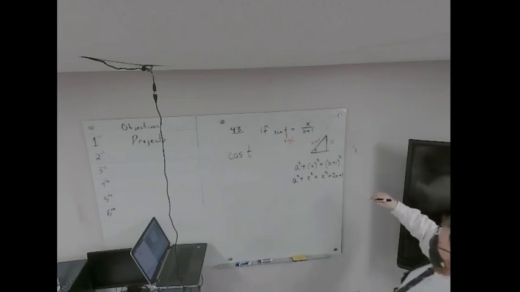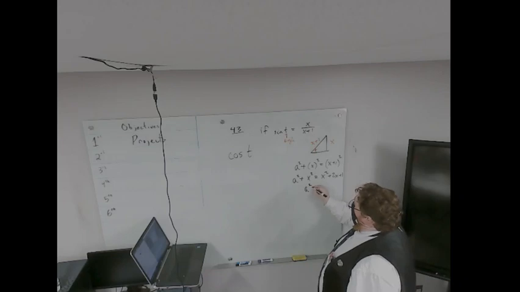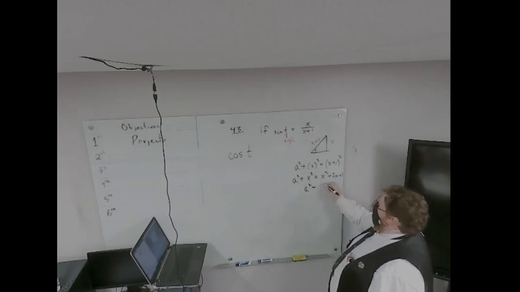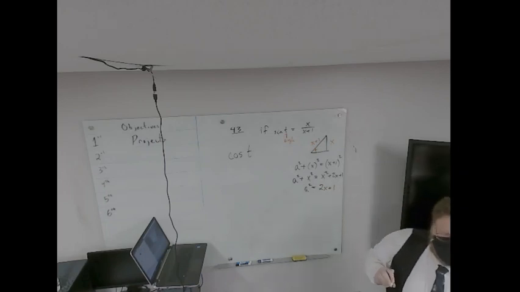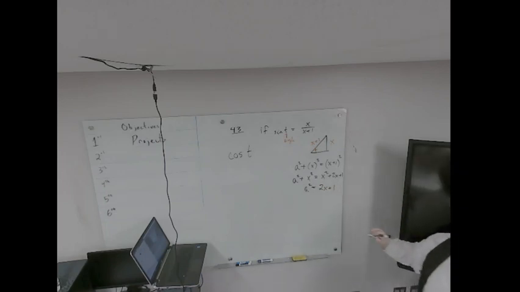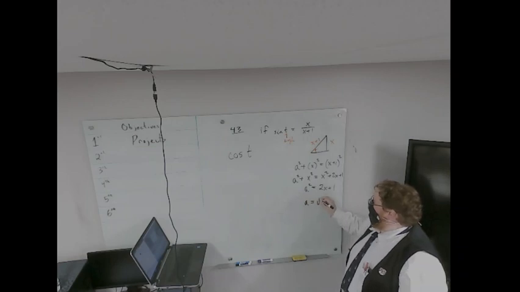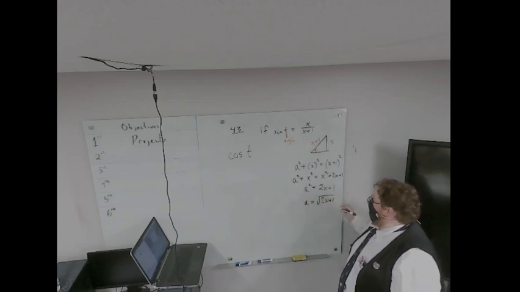I subtract the x squared over to get a by itself. So I get a squared equals, if I subtract x squared, the x squareds go away, leaving me with 2x plus 1. And then square root both sides to get a by itself. A is equal to the square root of 2x plus 1.